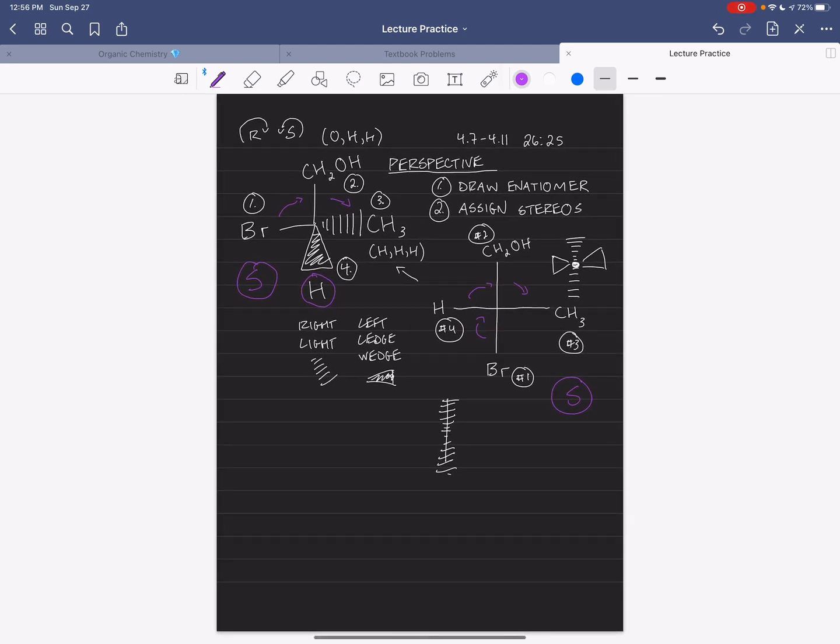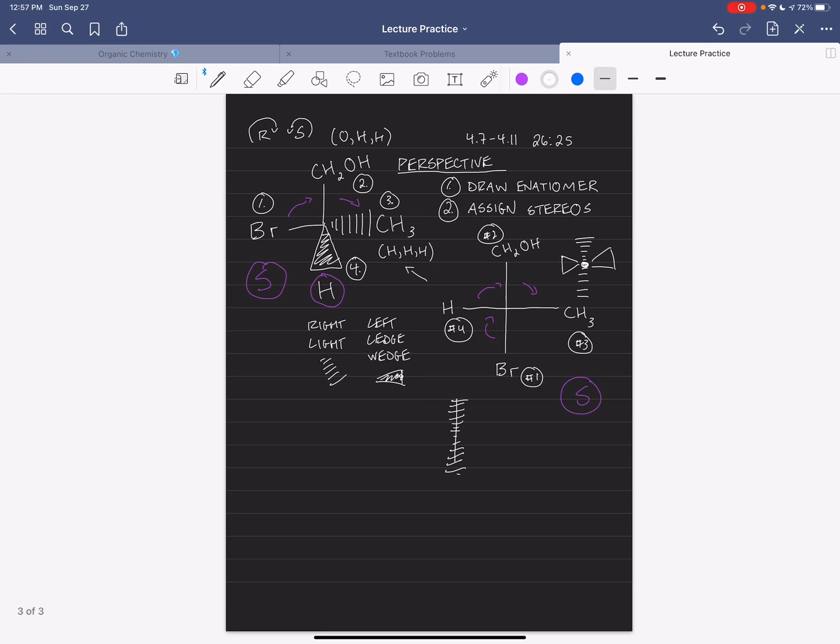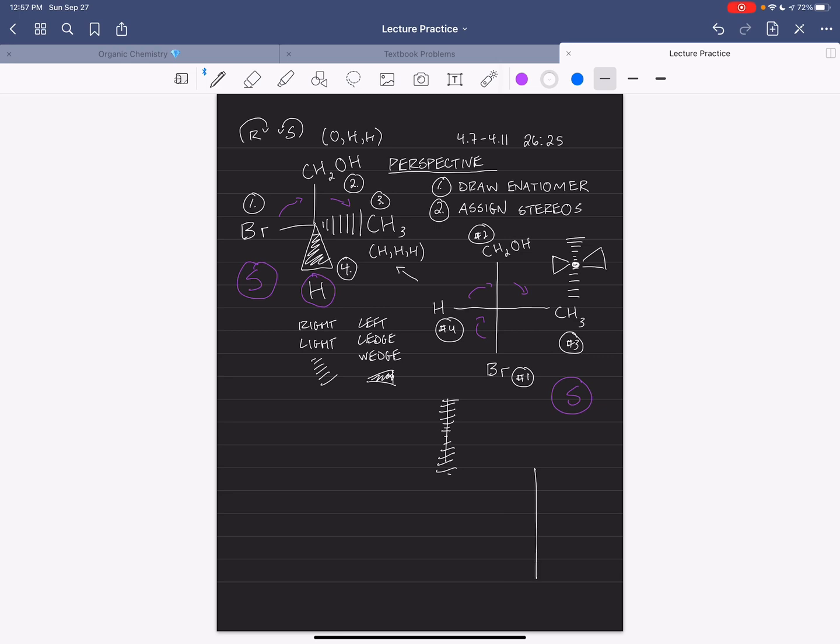He's asking for a mirror image of, I think, the Fisher projection which we just drew. So the mirror image of that would just be, if you were putting that up to a mirror, well, would just be this. Can you write down the enantiomer of the Fisher projection formula?